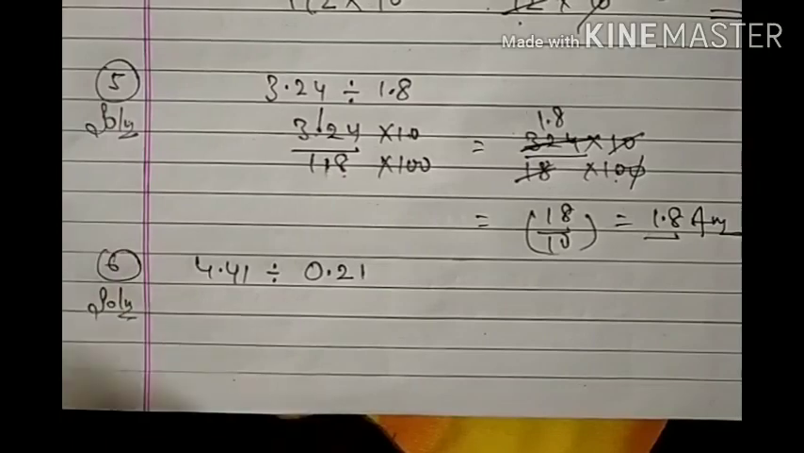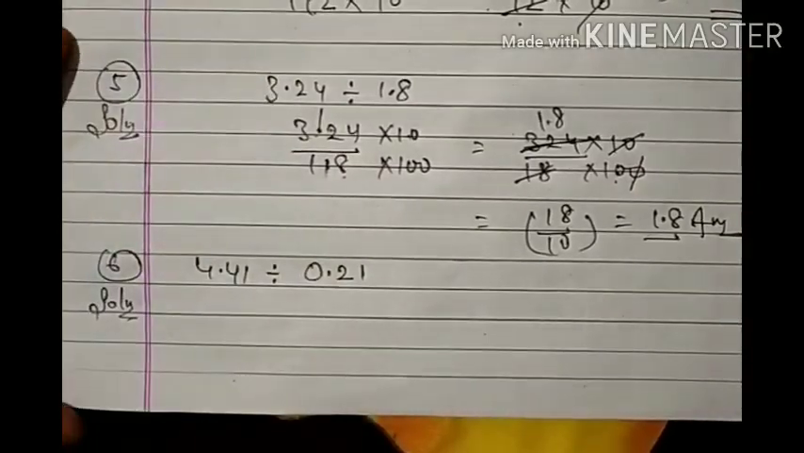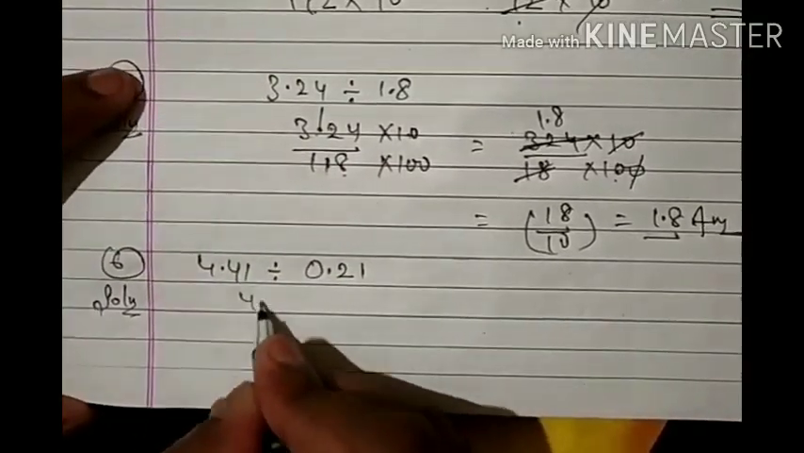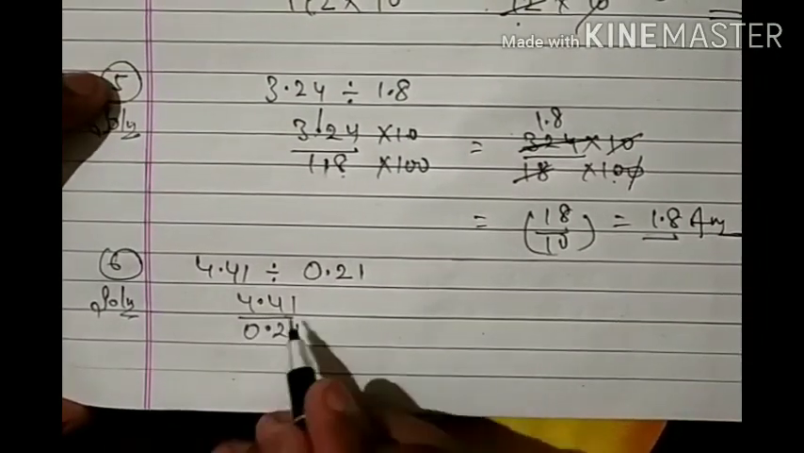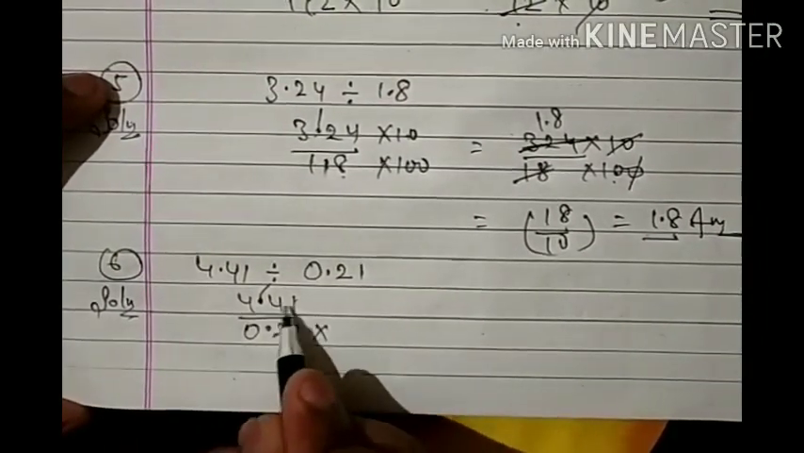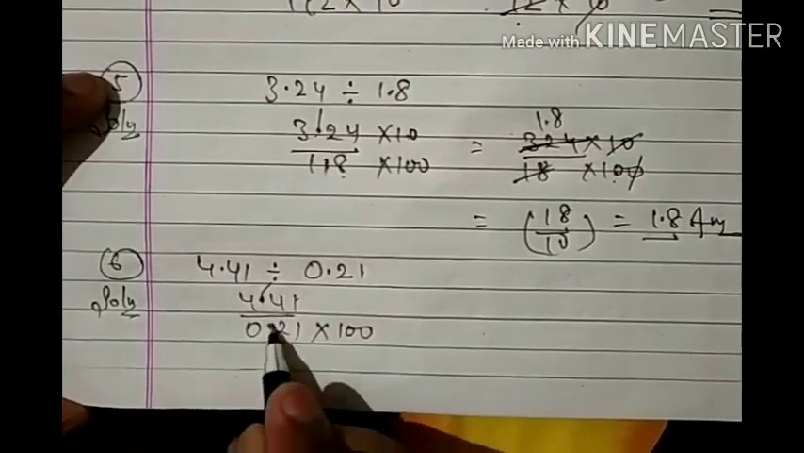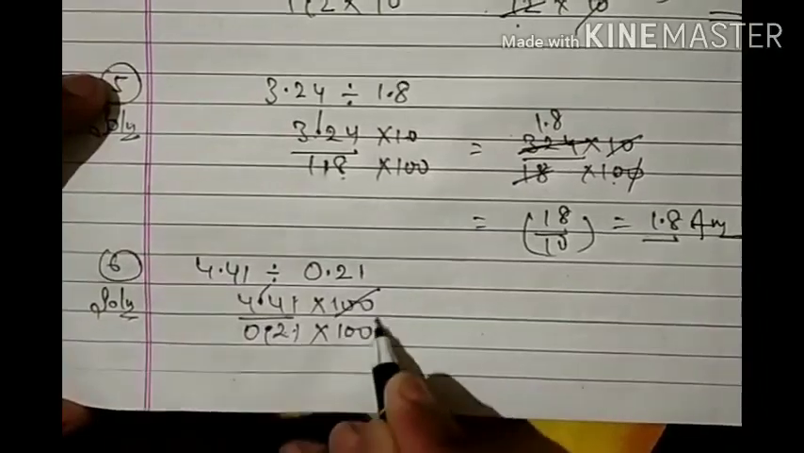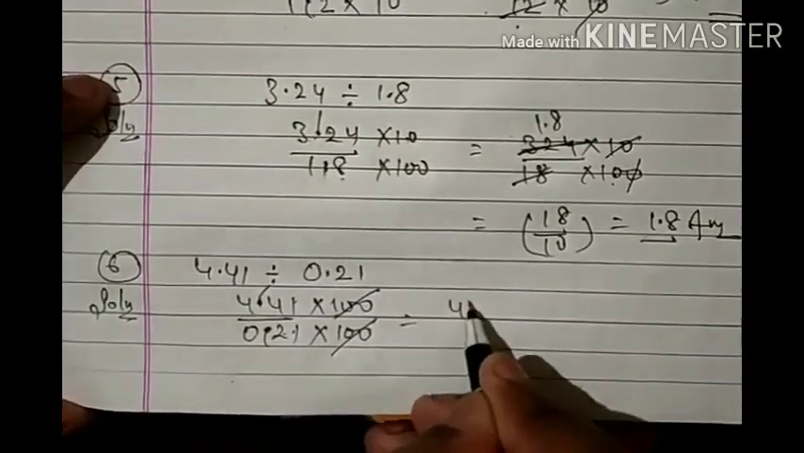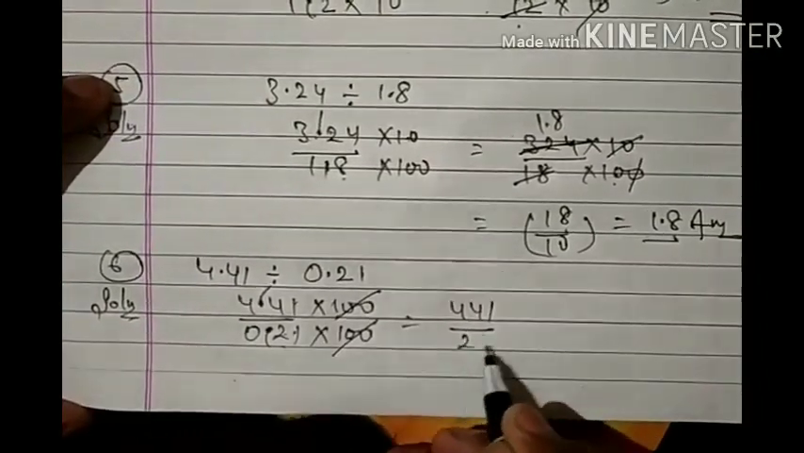I hope you all are able to solve this. Let's match our answers. 4.41 divided by 0.21. When we remove the decimal, what do we get? Ones, tens, 100. Again, when we remove the decimal, what do we get? Ones, tens, 100. This 100 will cancel this 100. We are left with 441 divided by 21.